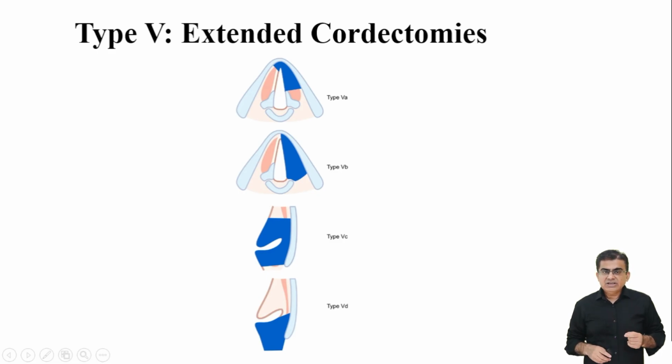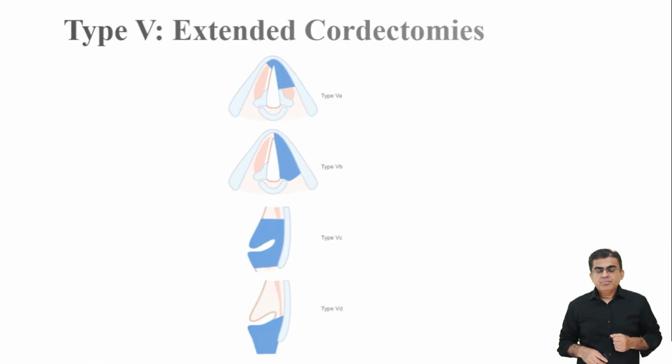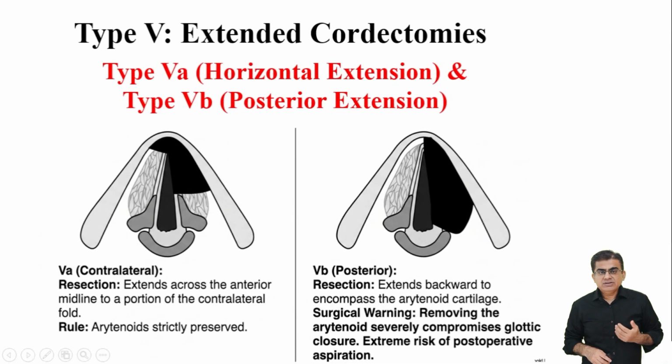In our next few slides, we will look at the specific surgical rules and the severe functional warnings for each of these 4 distinct extensions. Let us break down the first 2 extended resections, type 5A and type 5B.